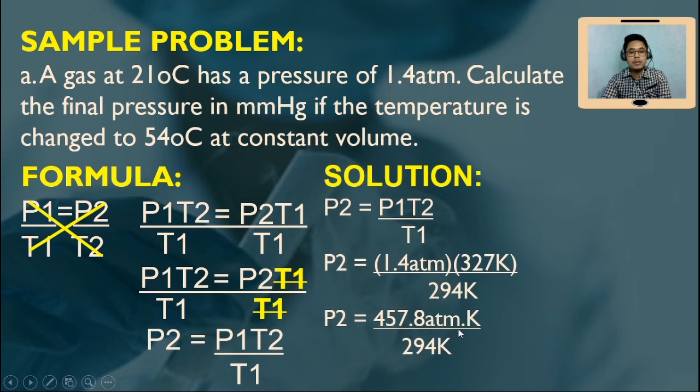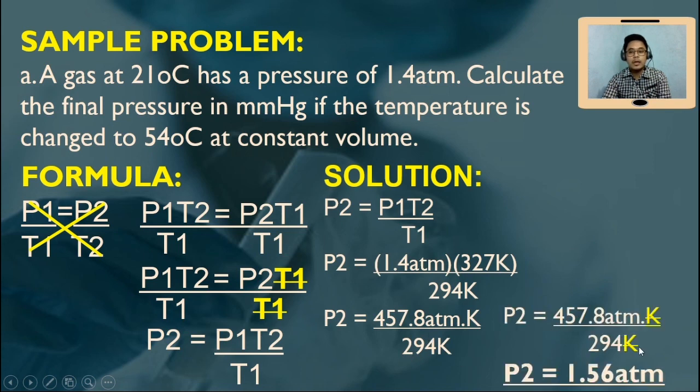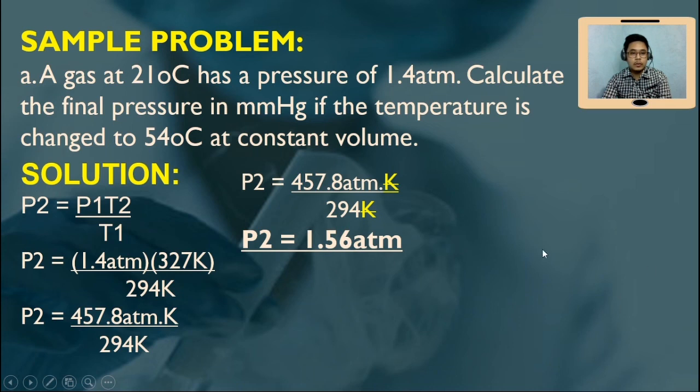457.8 atmosphere Kelvin. Tapos, perform natin to, itong ating 457.8 atmosphere Kelvin. Divide lang natin yung 294 Kelvin. It will give you the answer 1.56 atmosphere. Pero take note, naka-atmosphere pa lang siya. Okay, at ang sabi sa ating sample problem, kailangan siyang i-express into millimeter of mercury.